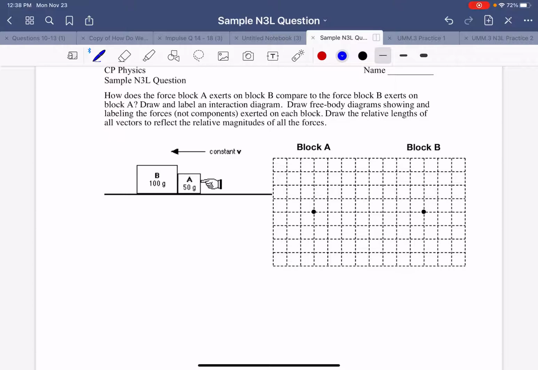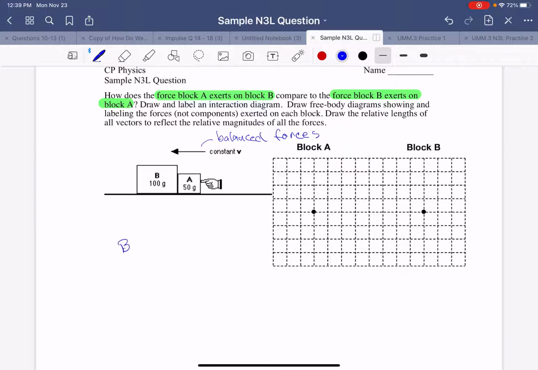So here we are. This question is asking, how does the force block A exerts on block B compare to the force block B exerts on block A? I have two blocks moving at a constant velocity. I hope you remember that in order for something to move at a constant velocity, it has to have balanced forces. First it says to draw an interaction diagram.